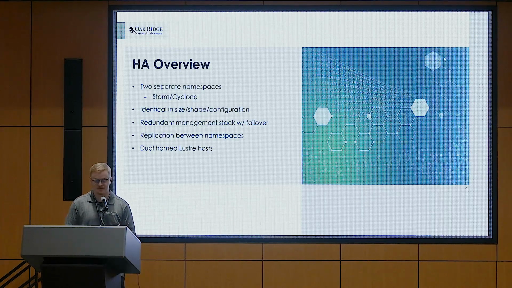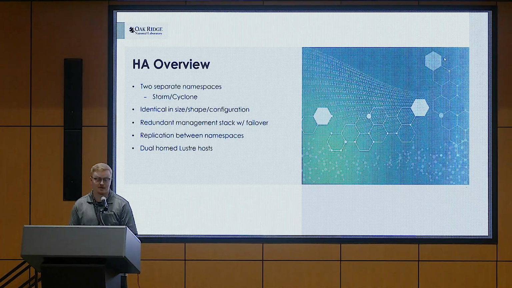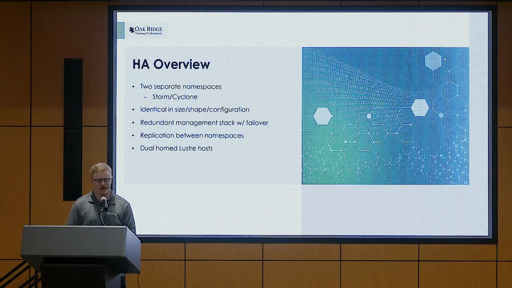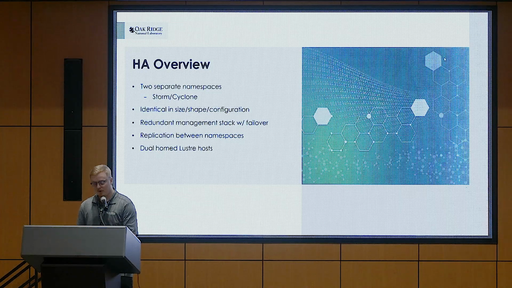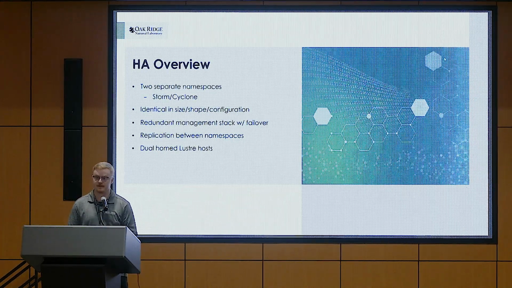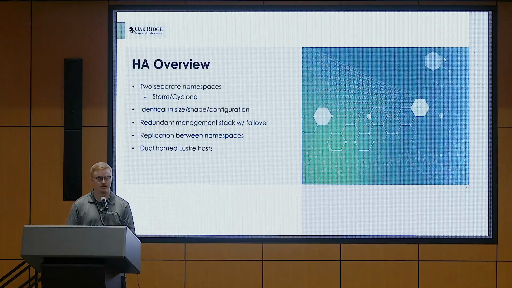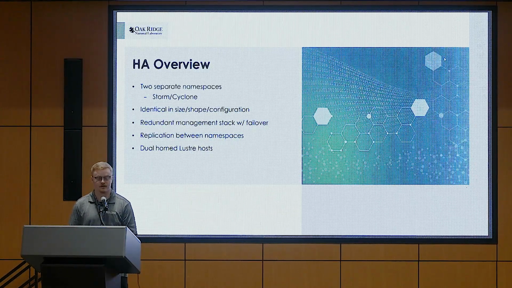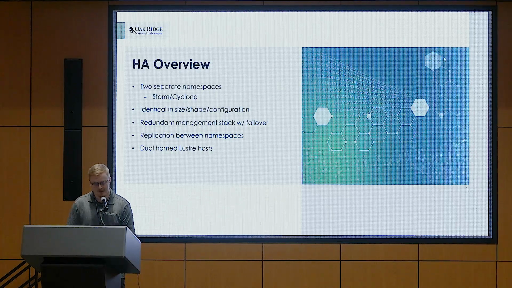Moving into the redundant management stack, as I mentioned, if you lose your management stack, you're possibly going to lose your cluster, no matter how redundant either file system is. So keeping that redundant and allowing failover there as well helps to keep our namespace up and running. One of the most important facts, and we'll get into how this works, is replication between namespaces. So this will keep data going between both Storm and Cyclone. So we can take a namespace down and allow our users to ensure that their processes are going to keep running and they're going to be able to complete workloads on that Lustre file system.